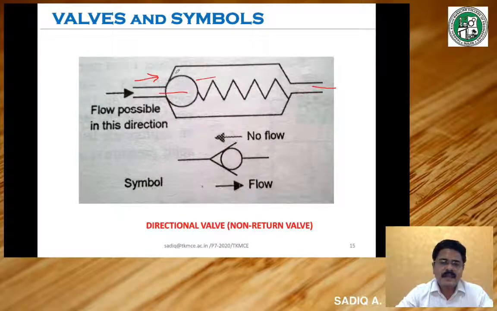This Y line, you can imagine these two lines, and this ball, and this line, and the direction of flow is sufficient to represent this. That is, this Y, the 0 and this, that represents the symbol. So in this symbol, when you see that, you understand that there is flow only in this direction and there is no flow in the backward direction. So it is a directional valve or a non-return valve.